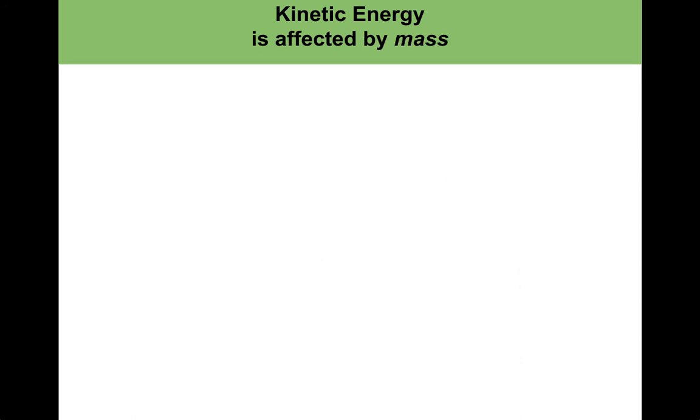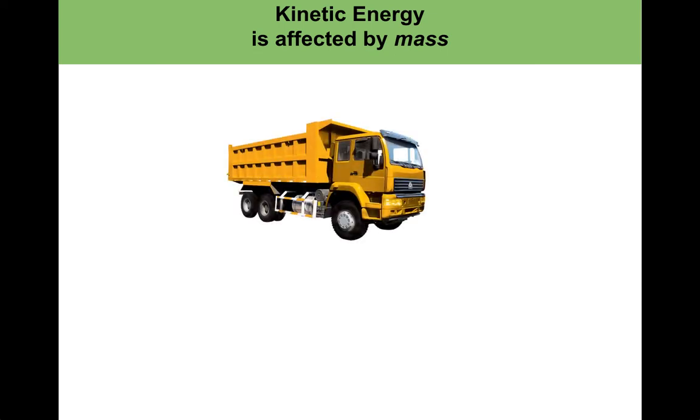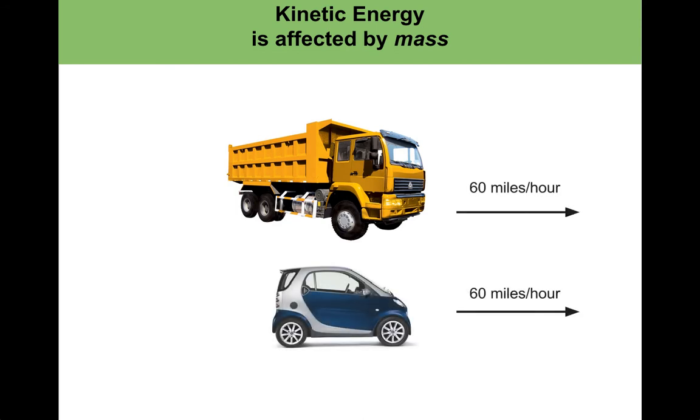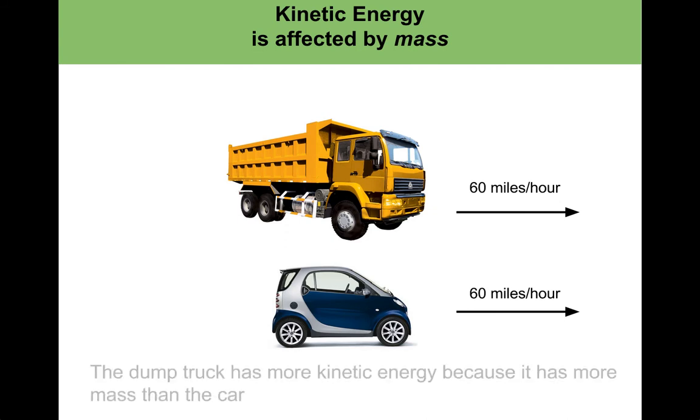It's also affected by mass. So just like potential energy is affected by mass, kinetic energy is affected by mass. So we have a dump truck and we have our smart car. They're both traveling at 60 miles per hour. So which one has the most kinetic energy? The dump truck has more kinetic energy because it has more mass than the little smart car.